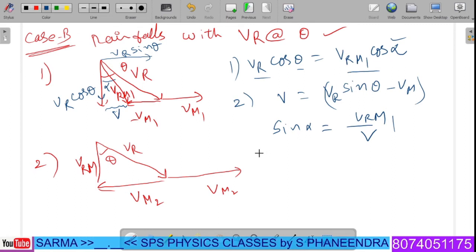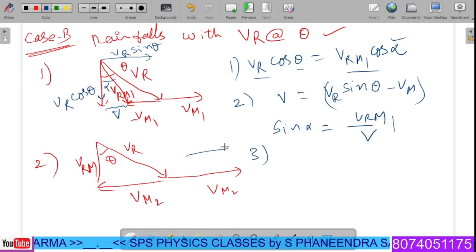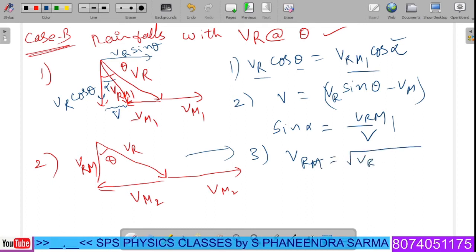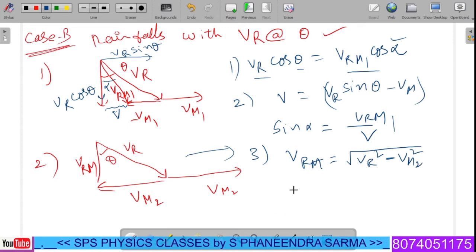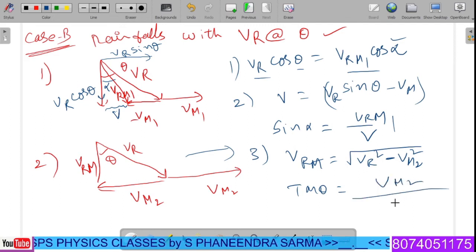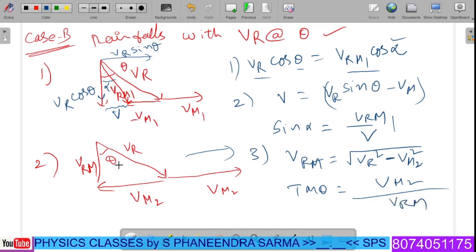Then in this case, we have the third important formula. For this case, the formula is VRM is equal to root of VR square minus Vm2 square, you can write down here, and further you can write tan theta is equal to the opposite side Vm2 by the adjacent side VRM. So the initial angle made by the rain can also be computed when rain falls perpendicular to the moving observer. This is the second case.